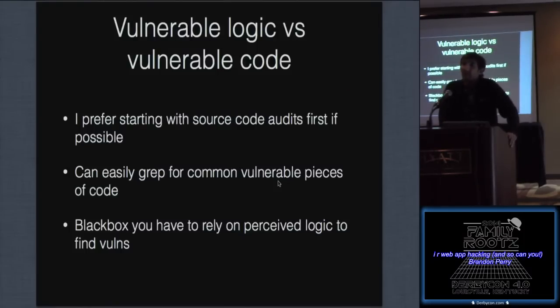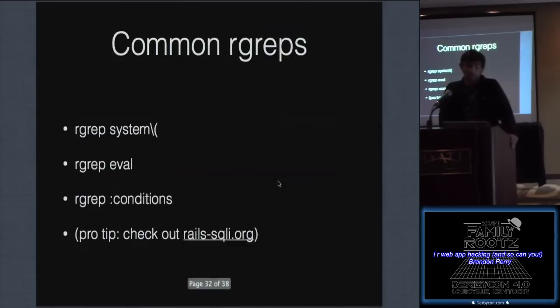With black box, you have to use it and think about how it's using the data you're throwing at it. You kind of have to feel it out. But if you can read the source code, then everything seems to fall together. You know what parts of the application you want to focus on. Common rgreps: just grep for system, eval. Go to rails-sqli.org. They go over all of the ActiveRecord methods that you can use, and which ones sanitize by default and which ones don't sanitize input by default. And that's super duper useful.